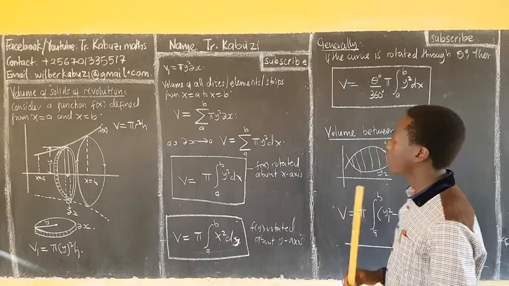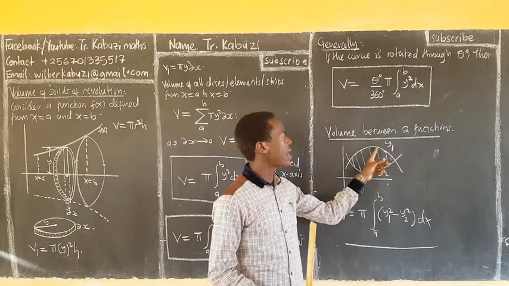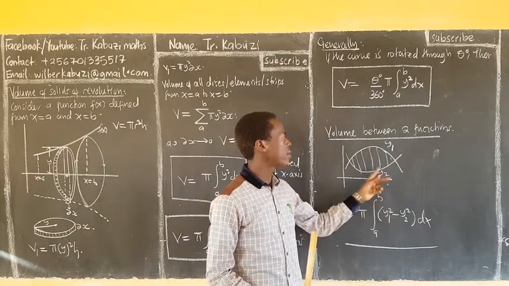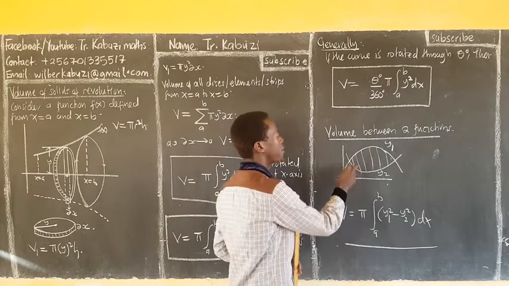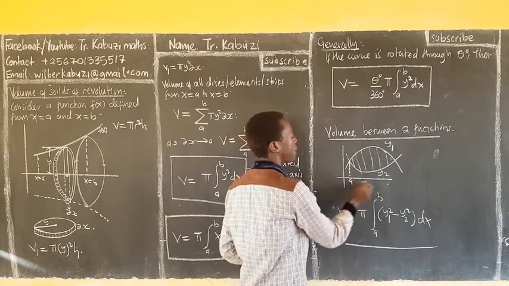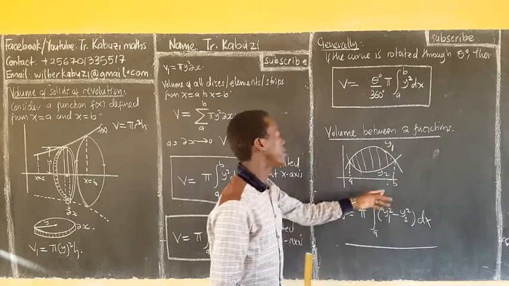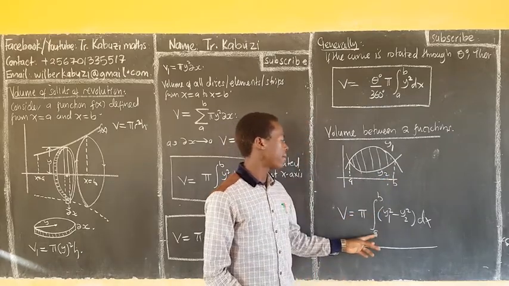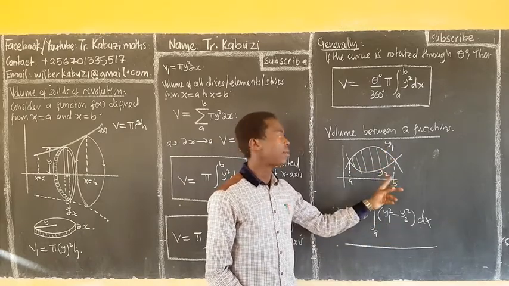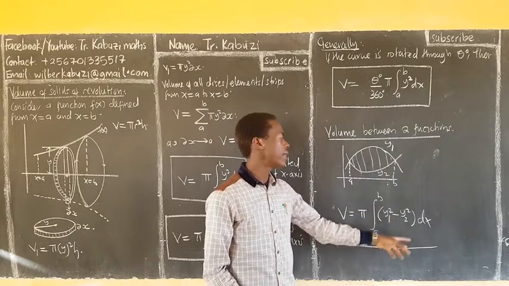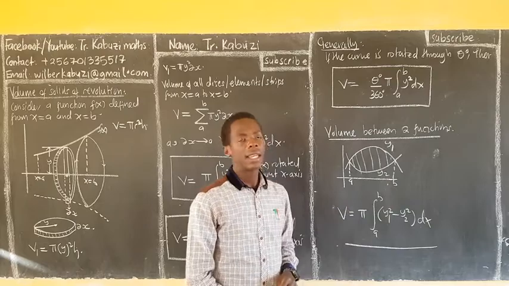We can also get the volume between two curves or two functions. You take the upper curve minus the lower curve, but you square each one. If I want the volume between these two curves, assume this is my a, and these are their points of intersection, I integrate from a to b the square of the upper curve minus the square of the lower curve, dx, if they are rotated about the x-axis.